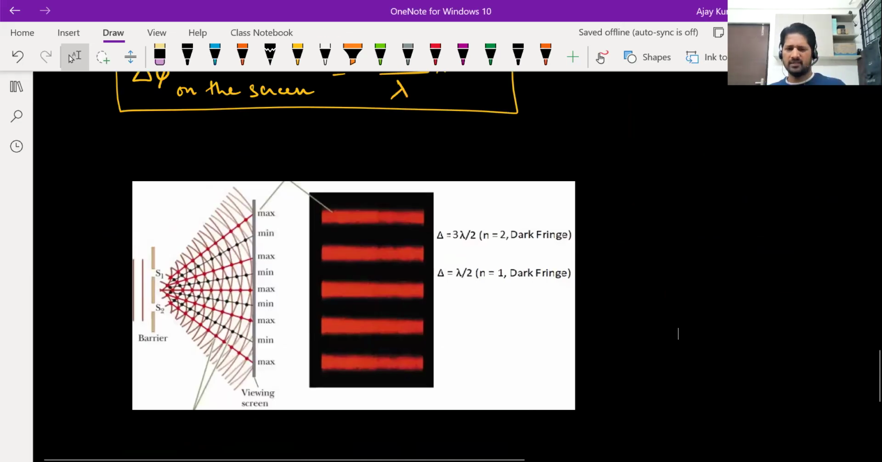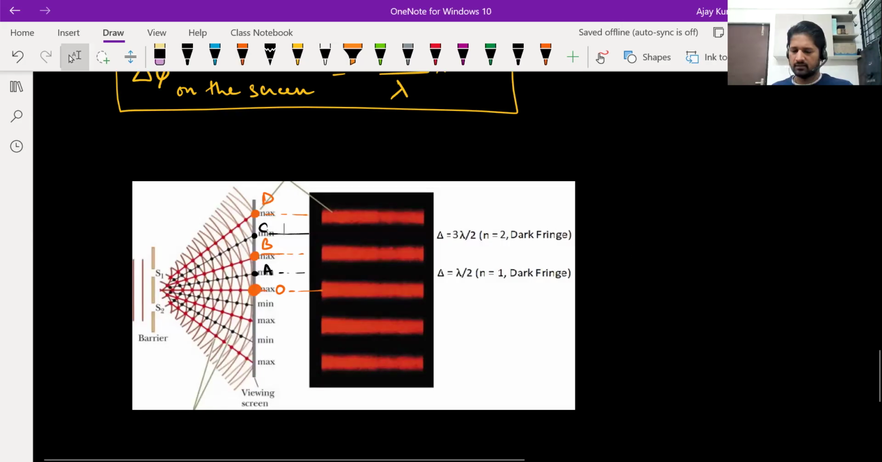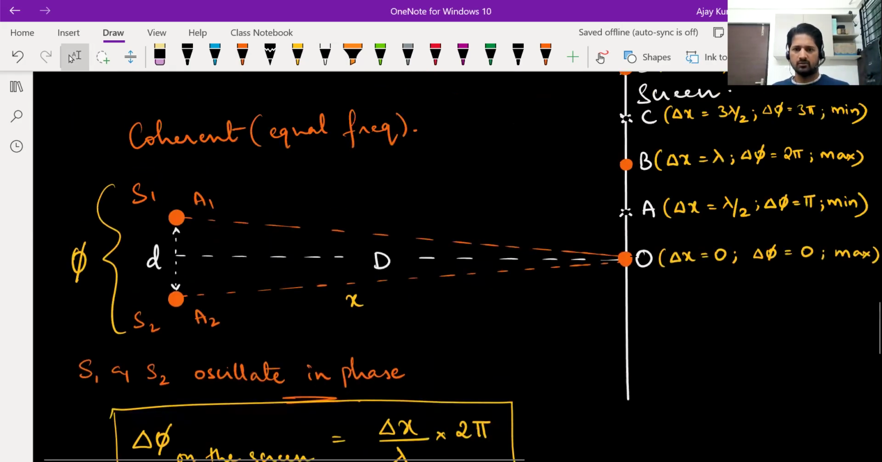The pattern you see will roughly be like this. This is not an actual photo. This is also a diagram itself, but it will look like this. So this is the point O, where the brightness is maximum. Then this is the point A, where it is completely dark. Then again, this is the point B, where there is a maximum. Then this is the point C, where there is a minimum. Then this is the point D, where there is again a maximum. You'll see a pattern like this on the screen. The same pattern will be observed on the lower side also, lower side of the point O.